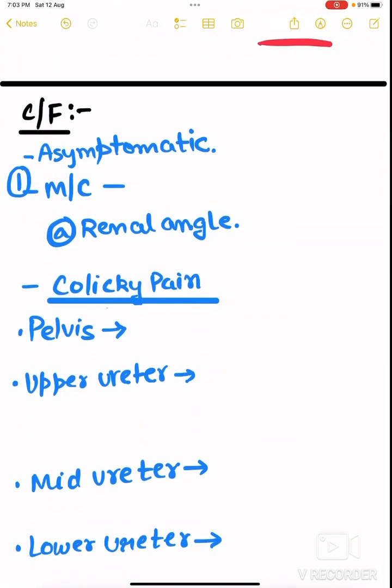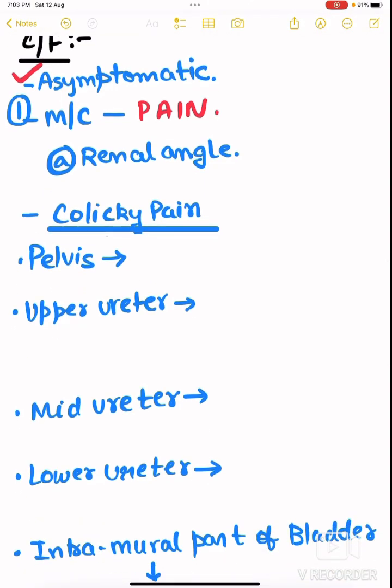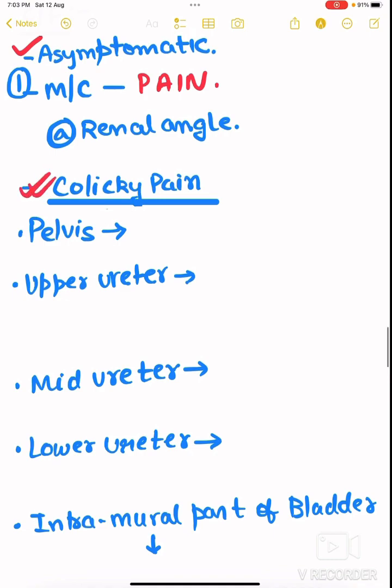What is the clinical feature? Most of the time it is asymptomatic, but the most common symptom is pain, right? If pain occurs, it generally occurs at the renal angle, or the pain can be colicky also. Colicky pain, you must have heard it in practical in 4th year.